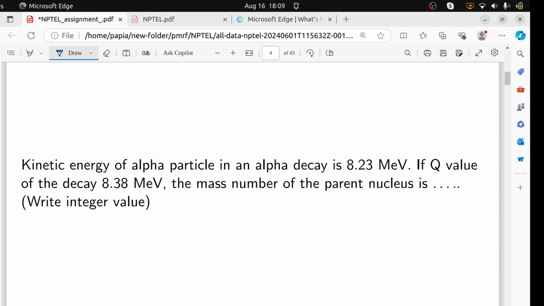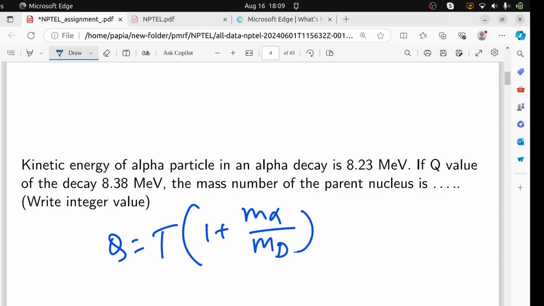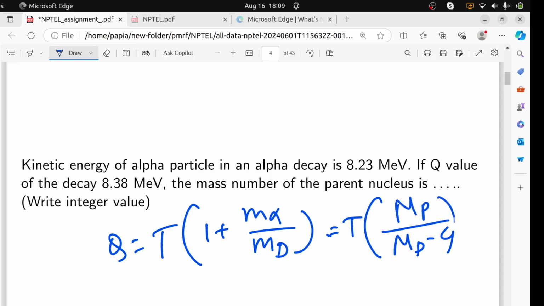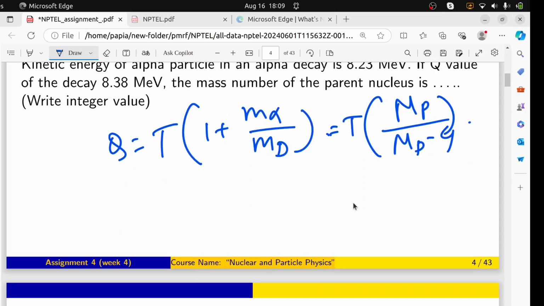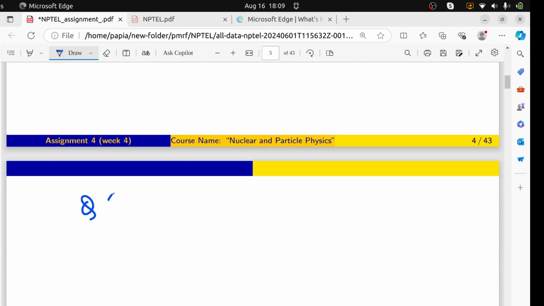I mean there is no new thing, right? Because Q is T into 1 plus M alpha divided by MD. And they are asking for the mass number of the parent nucleus, exactly similar to the previous one. So it will be MD equals MP minus 4 and here MP. T is given, M alpha is given as 4.